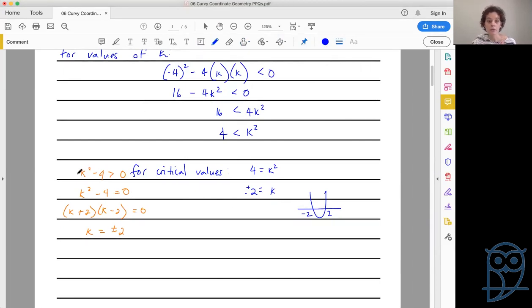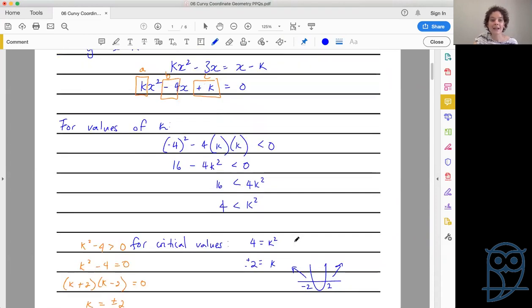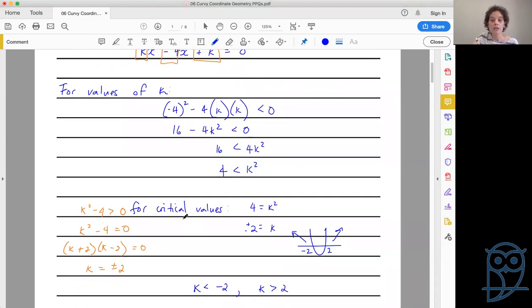Okay, so quadratic is greater than 0. Quadratic is greater than 4. We move the 4 across, quadratic greater than 0. So we would be looking at these two. So our answer is, whoopsie daisy, k is less than minus 2 and k is greater than 2. That is our set of values of k for which the line and the curve are not going to meet.